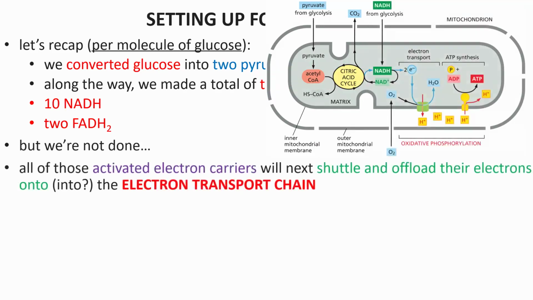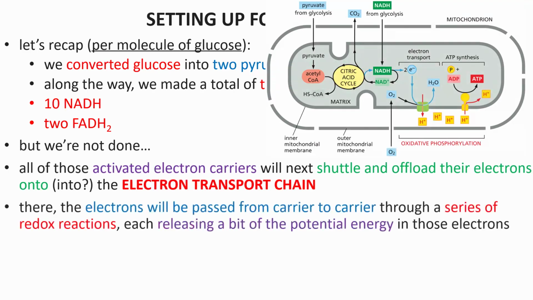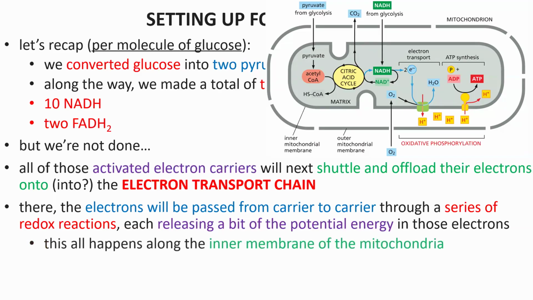But we're not done. Next week, we're going to send all of those electrons on those activated electron carriers to the electron transport chain. They will drop their electrons off at the ETC, and there those electrons will be passed from carrier to carrier through a series of redox reactions, each of those redox reactions having a negative delta G, releasing a little bit of the potential energy from those electrons, and then that potential energy is going to be used to pump protons.